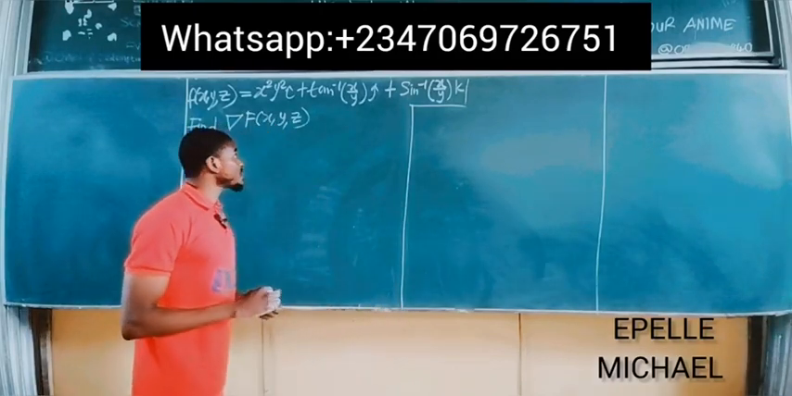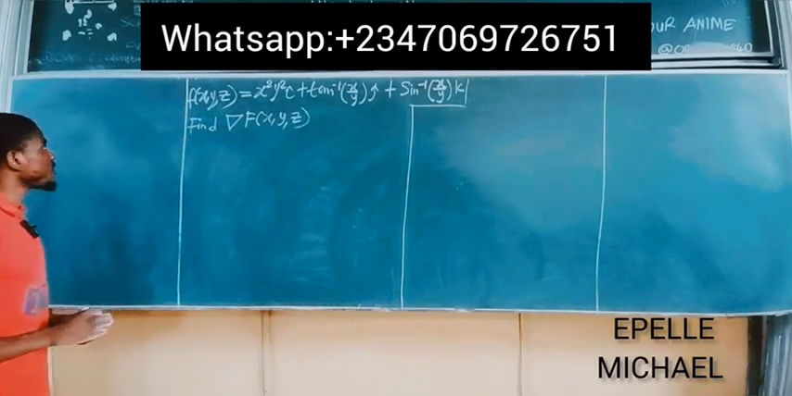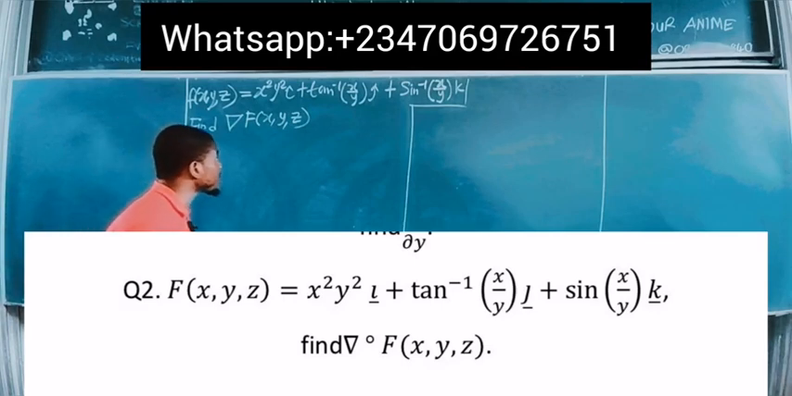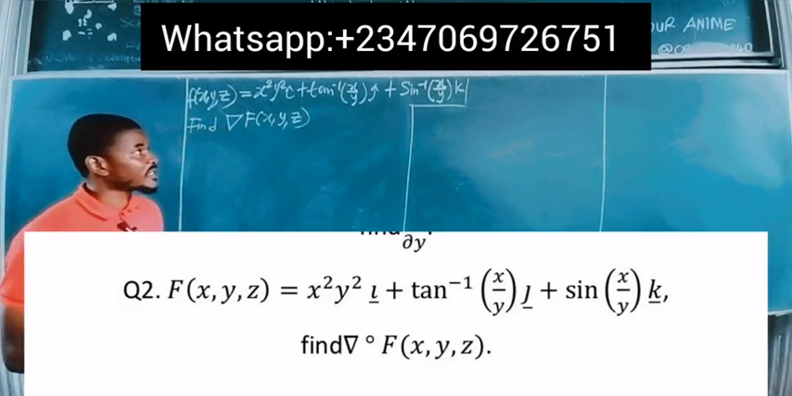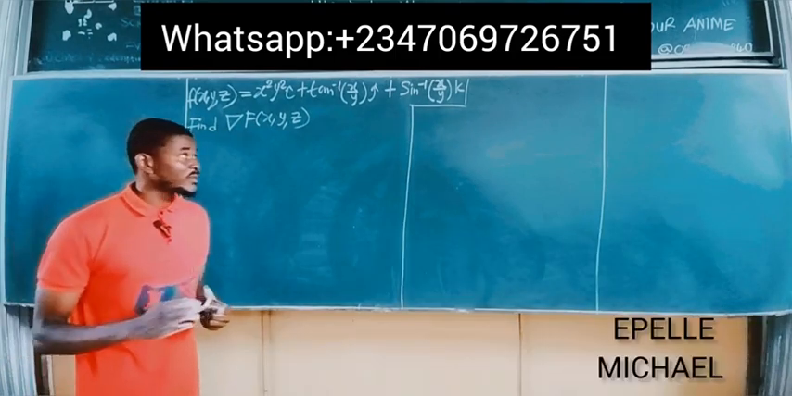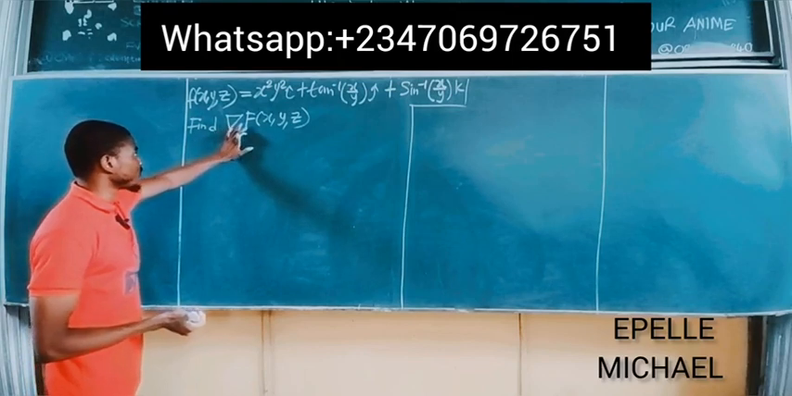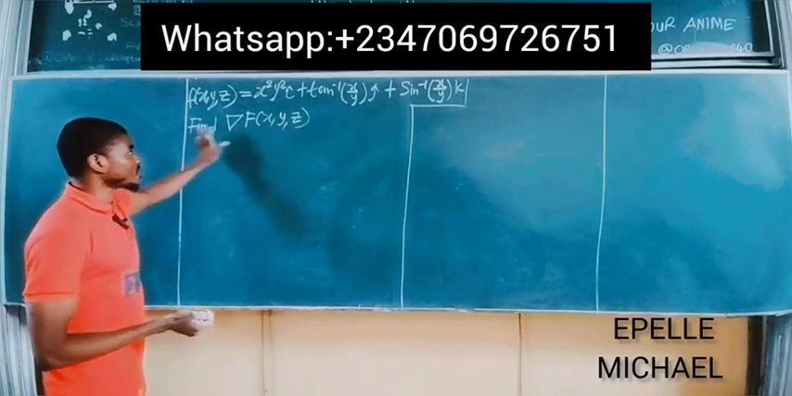Alright, so let's consider the question on the board. We have f of x, y, z equals x squared y squared i plus tan inverse of x over y j plus sine inverse of x over y k. So this is actually a vector function. And we are given the inverted triangle of this function f of x, y, and z. We're asked to find this.